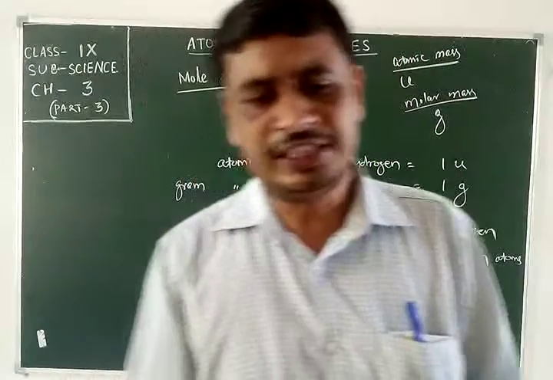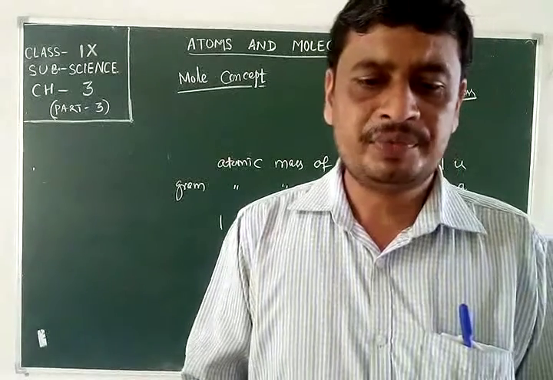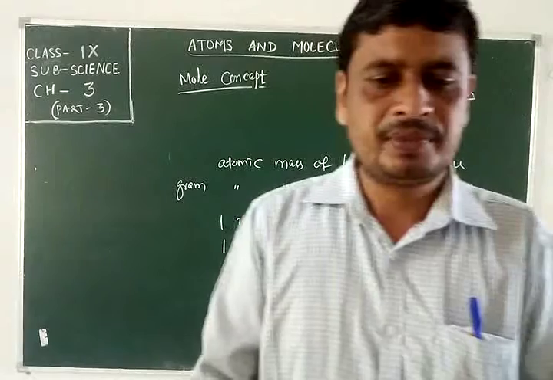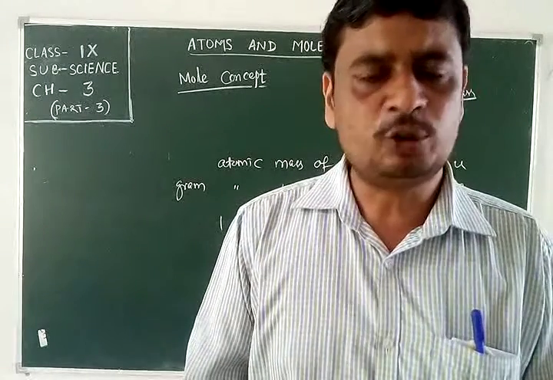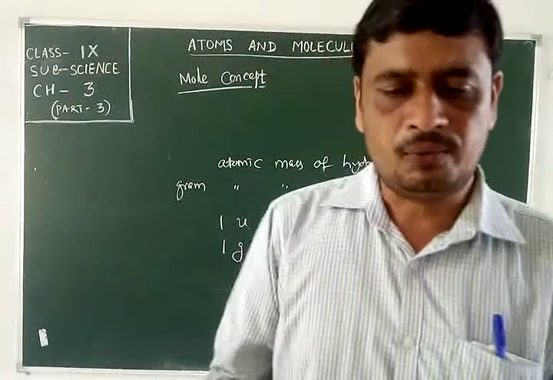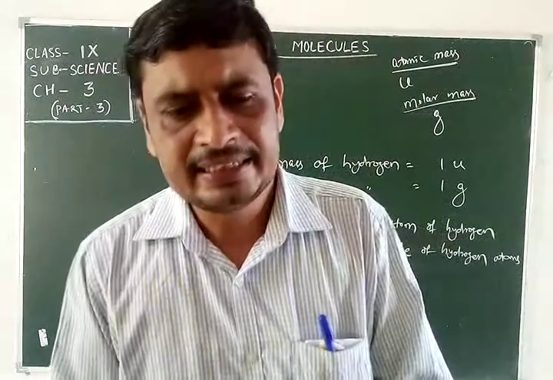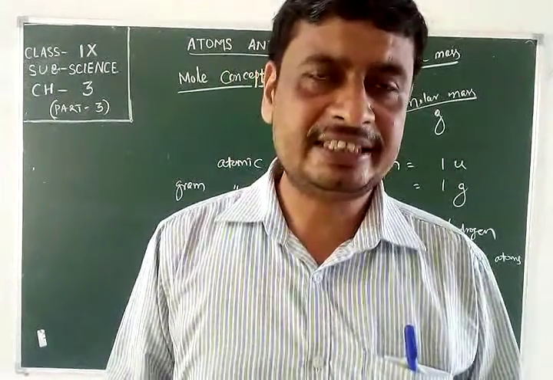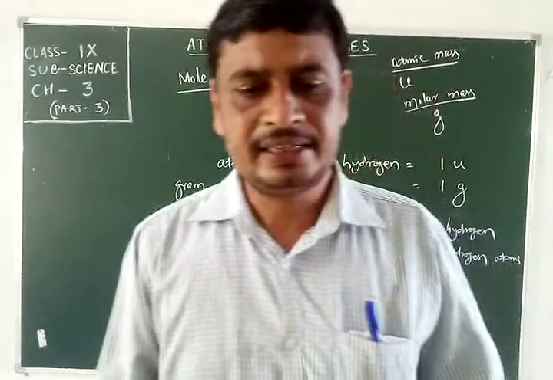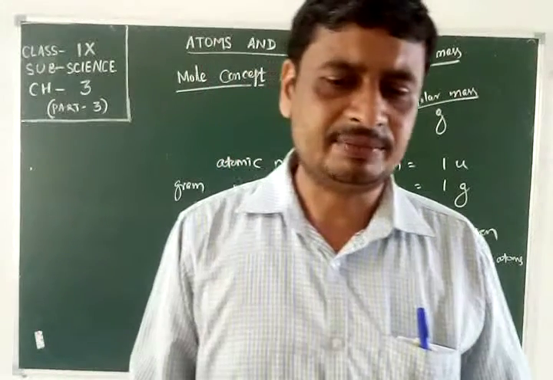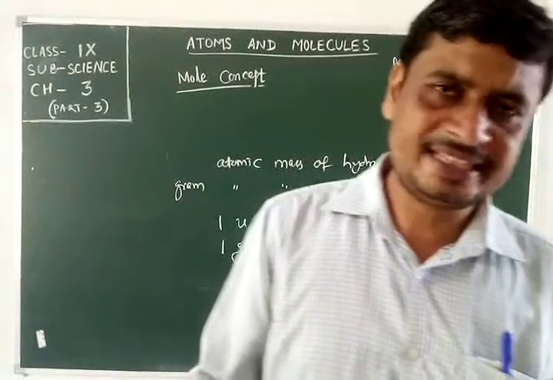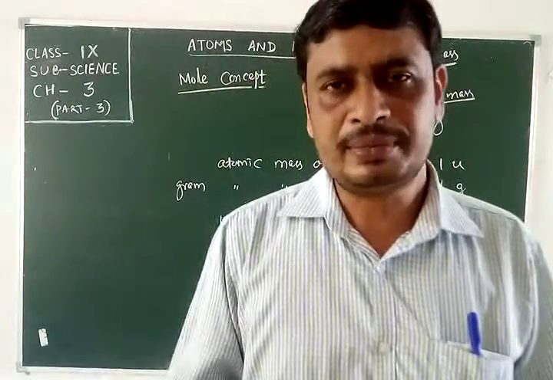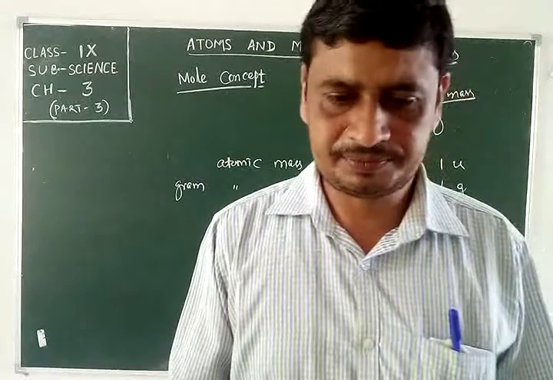Similarly, 16 unit oxygen has only 1 atom of oxygen. 16 unit is the atomic mass of oxygen. 1 atom of oxygen has 16 unit as its atomic mass. But 16 gram oxygen is 1 mole of oxygen atoms. That means 6.022 × 10^23 oxygen atoms combine to form 16 gram oxygen.